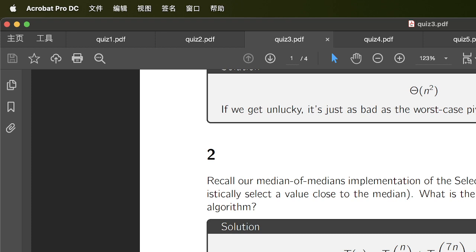And this part, O of n, is extra work. We need to partition the input around the pivot. When we do partition, we just need to swap, and we keep doing swaps until it's done. So this will take O of n time.